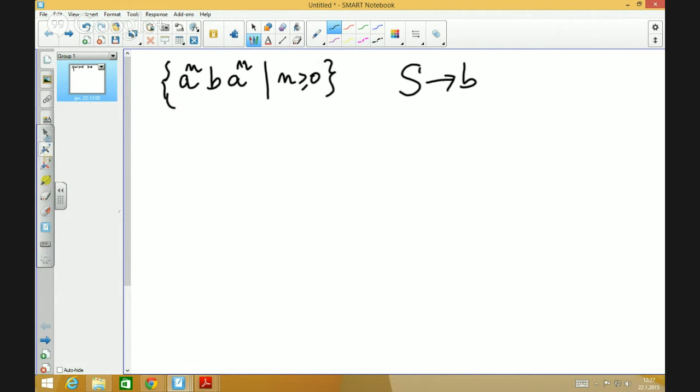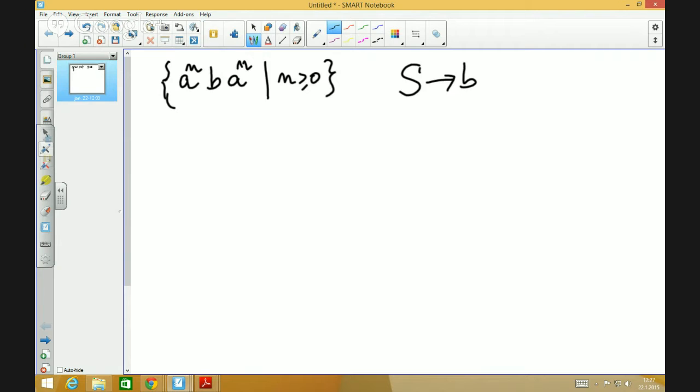S is the start symbol. From the start symbol, we can immediately generate a B. Now, suppose somebody, Dr. X, gives you a string in this language. How can you make it longer? Absolutely. Your colleague here is saying by adding an A at the beginning and an A at the end.